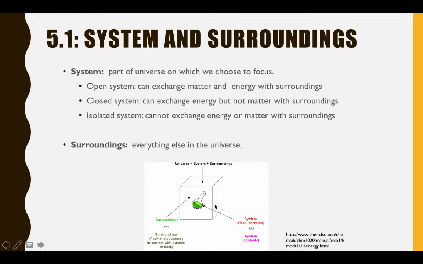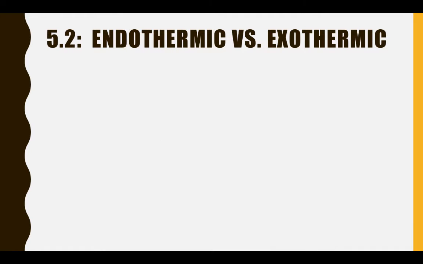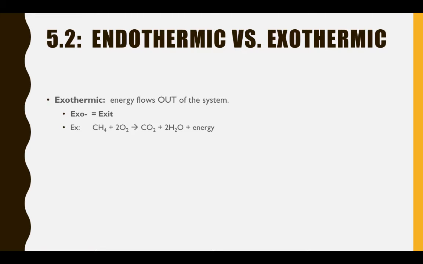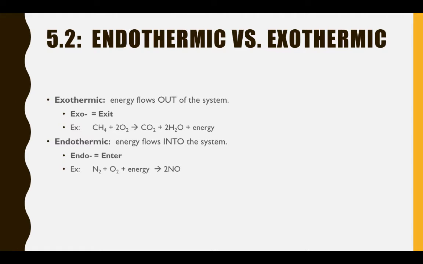When energy is transferred between the system and the surroundings, we can label these processes as endothermic or exothermic. An exothermic process is a process in which energy flows out of the system, from the system to the surroundings. This is easy to remember because exo sounds like exit. Energy is exiting the system. Therefore, energy is a product in a chemical reaction. It is produced by the reaction.